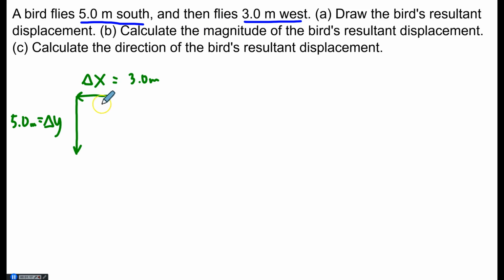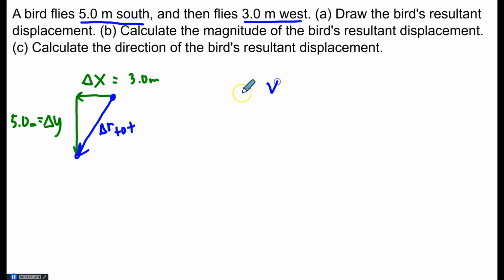The resultant displacement starts at the very beginning, it points to the very end, and here it is. I'll call that delta r, or you could call it delta r total, if you prefer. Now, you may be wondering, shouldn't we make this -3 and -5? Well, the answer is yes, we should, but because we have arrows showing the direction, those negatives really are already accounted for.